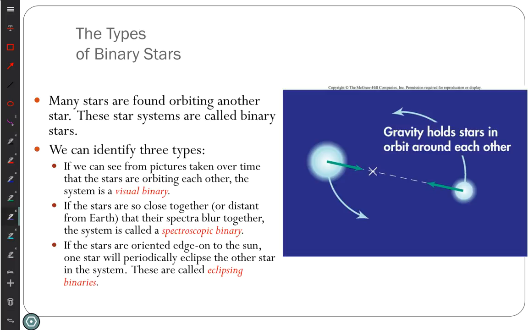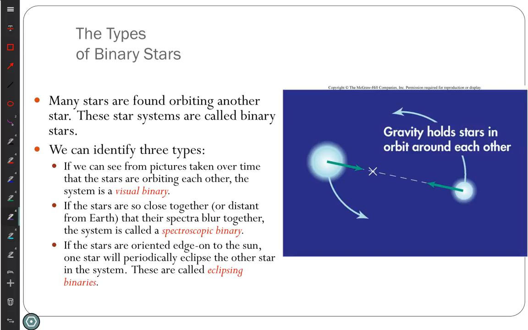So when you have a binary, everything's going to work the same as it does for a planet orbiting a star. So planets orbit stars, and they don't actually orbit the center of the star. They orbit what we call the barycenter, the center of the mass between the two objects. Well, if we compare the mass of a planet, let's say the Earth, with the mass of the sun, how do those two masses compare? The Earth is negligible.